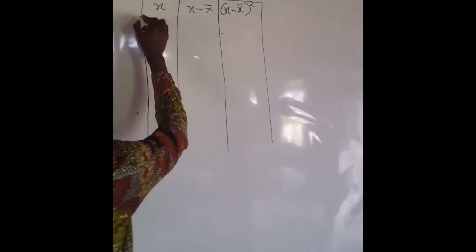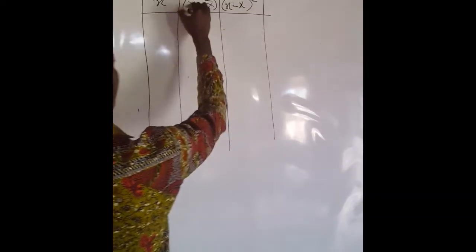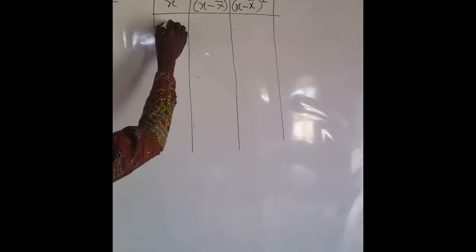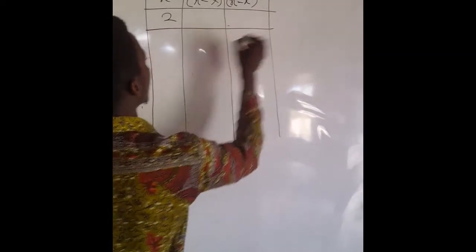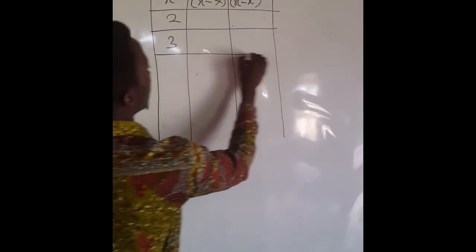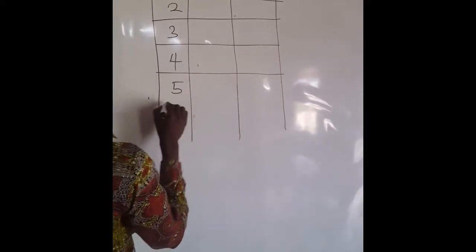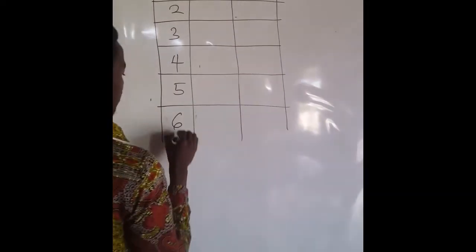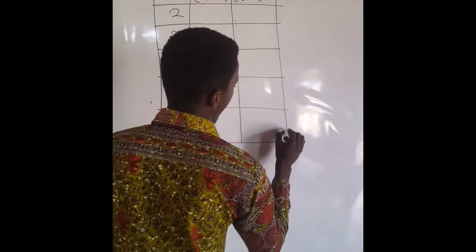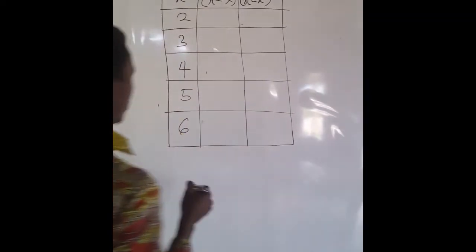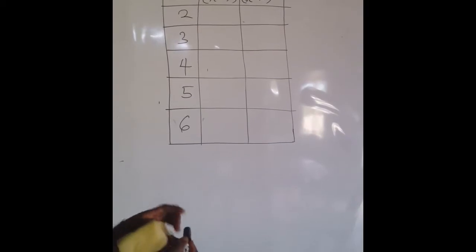So here x are the elements, which are 2, 3, 4, 5, and 6. Okay. So x minus x bar.